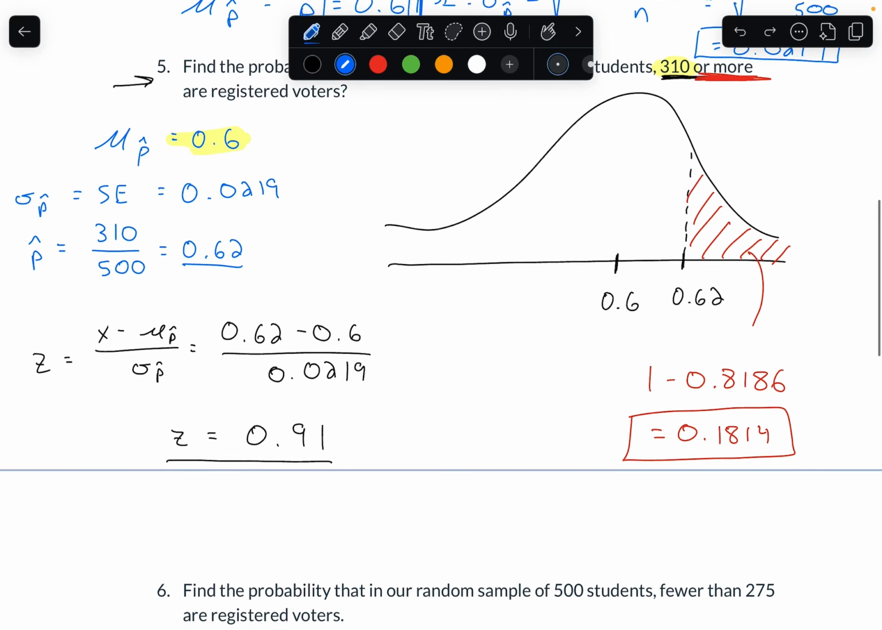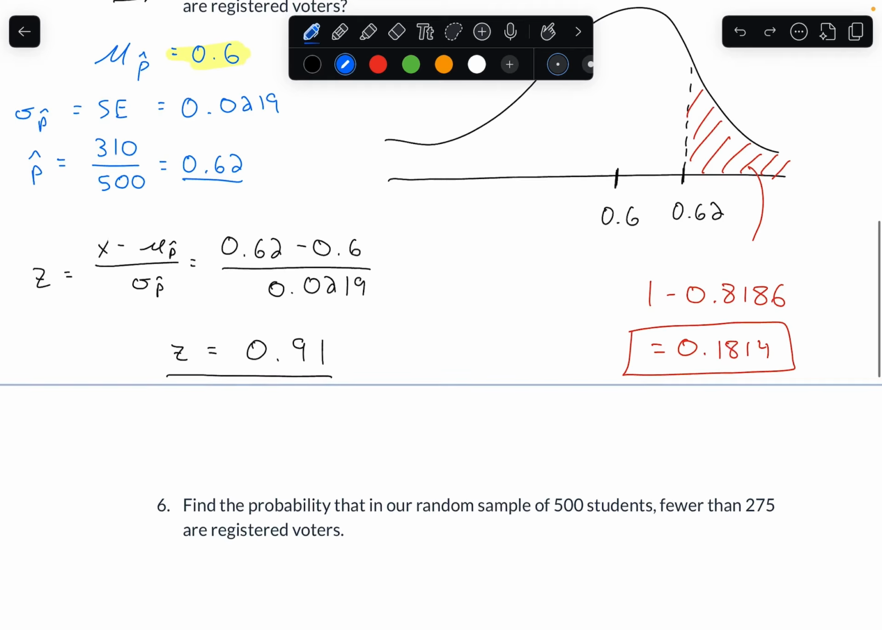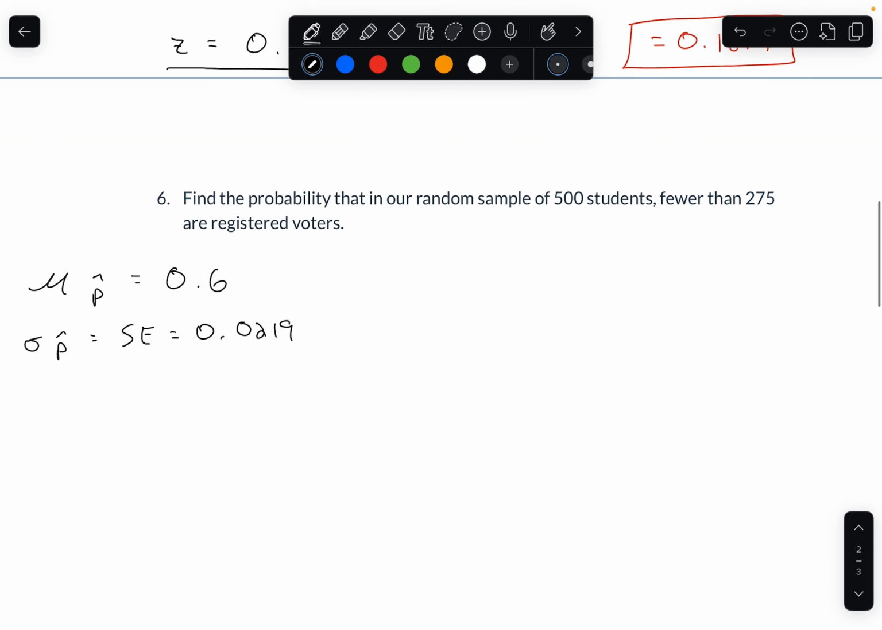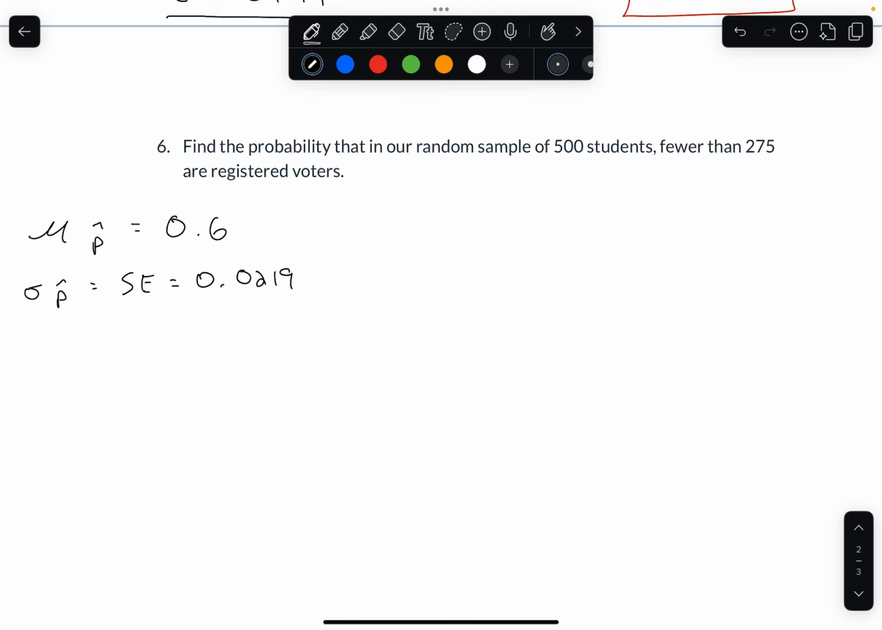Let's take a look at one more example here. Before I get too far ahead of myself, I'm going to write down the mean and the standard deviation once more, just so that we have it in front of us. We said the mean was 0.6 and the standard deviation, or perhaps the standard error if we want to use that terminology, is 0.0219. Okay. So number 6, last example for this video, says: find the probability that in our random sample of 500 students, fewer than 275 are registered voters.